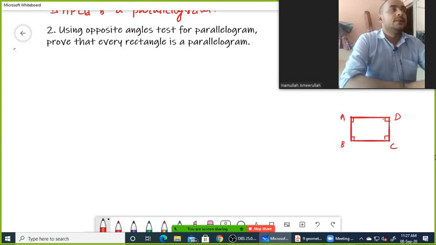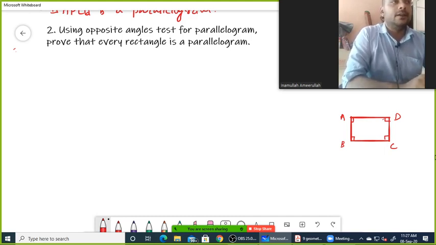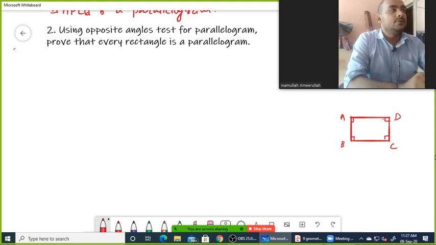Using the opposite angle test for parallelograms, prove that every rectangle is a parallelogram. So here we made a rectangle ABCD. This is given, that we have one rectangle and we need to prove that this rectangle is a parallelogram. This way it will be proved that every rectangle is a parallelogram, and it is also mentioned that we need to use the opposite angle test. The opposite angle test means opposite angles are congruent, that we need to prove for this particular question.